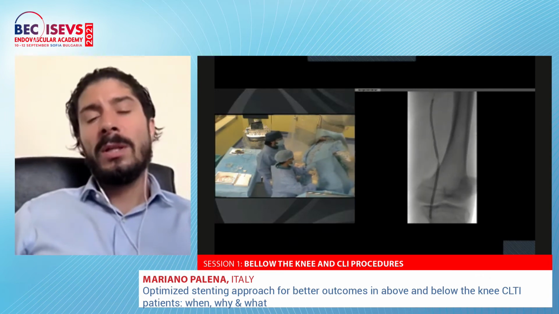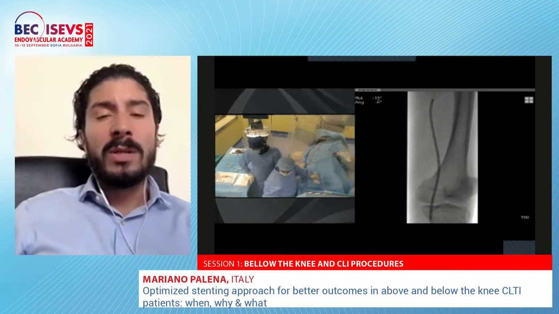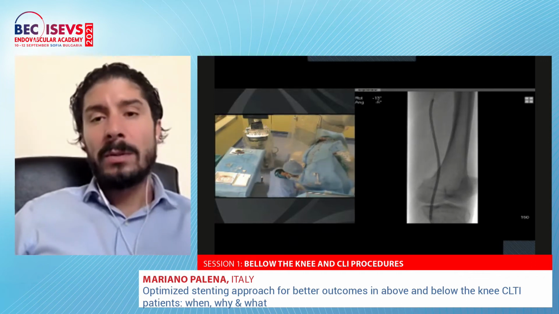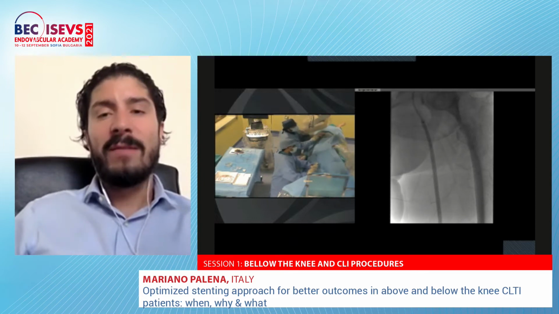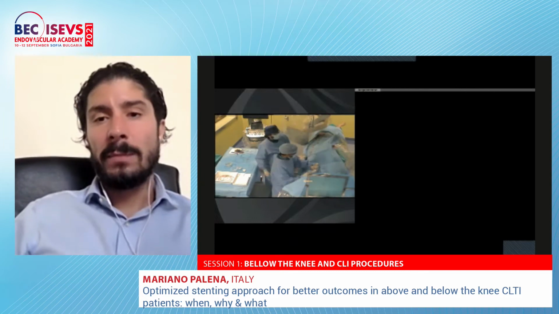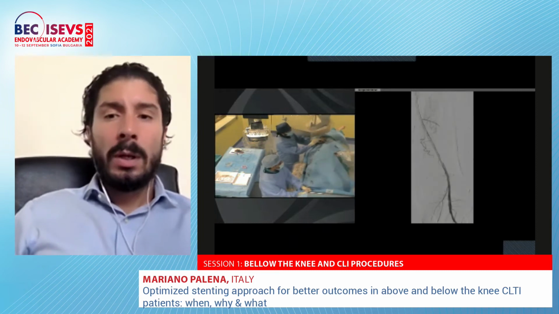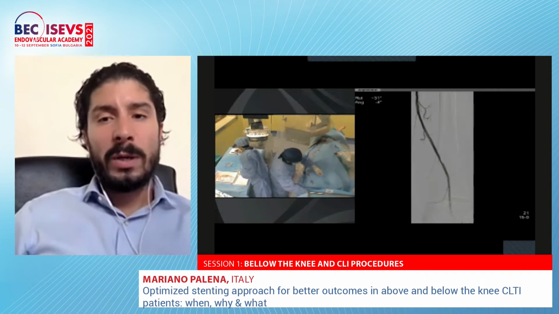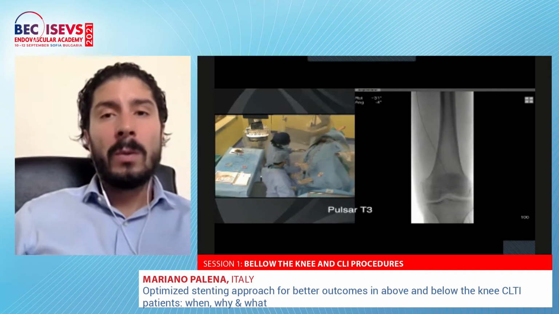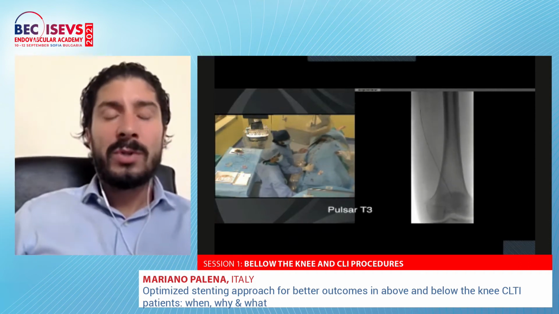Multiple lesions in the distal SFA as well as in the P1, P2 segment. So long dilatation, long inflation at 5 and at 6 millimeter. And this was the result. Some residual plaques that even if they were not limiting the flow, for sure were reducing the lumen.